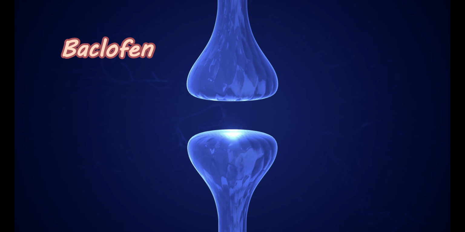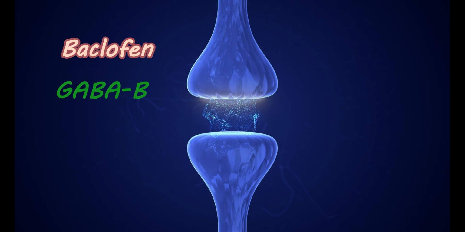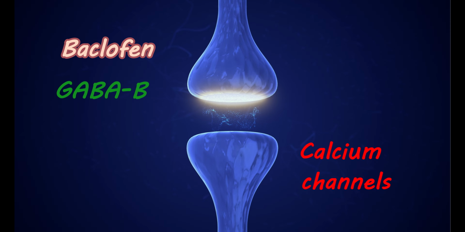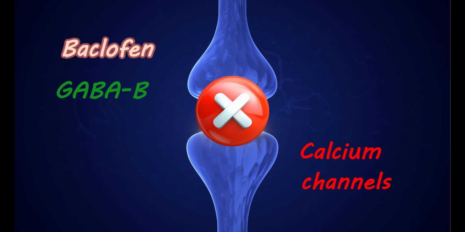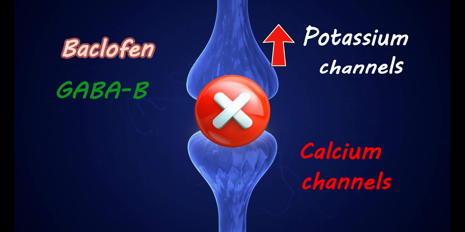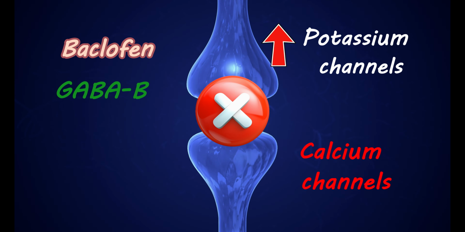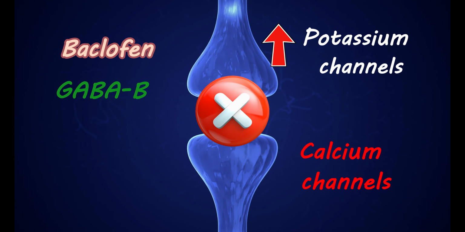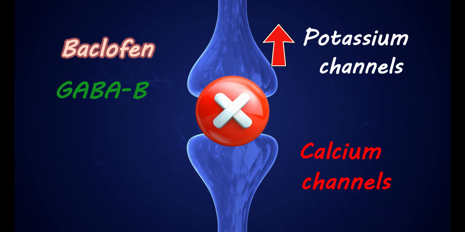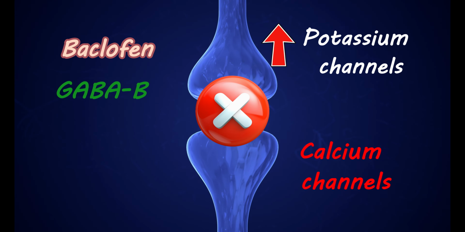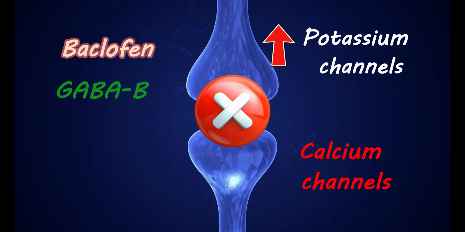It acts as an agonist on the GABA-B receptors. On the presynaptic neurons, this can prevent the opening of calcium channels and inhibit the release of neurotransmitters like glutamate. On the postsynaptic neurons, it opens the potassium channels, leading to hyperpolarization. This prevents their excitation and neuronal induction. Baclofen can activate both presynaptic and postsynaptic GABA-B receptors, thereby controlling the neuronal activity. This prevents muscle spasms and rigidity.